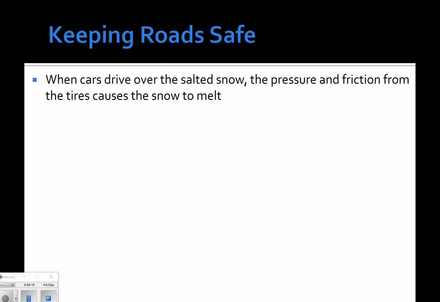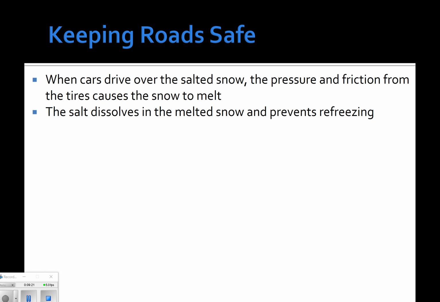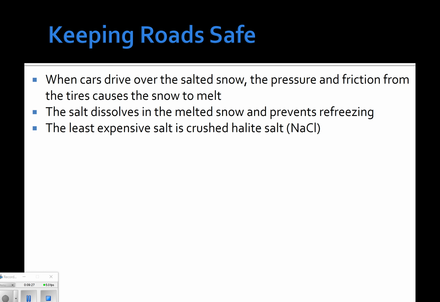So when cars drive on the salted snow after the plows put it down, pressure and friction causes the snow to melt. Salt dissolves into that melted snow and prevents it from refreezing. The salt ions essentially get in the way of our water molecules from forming. That's kind of backward, the H's should be the other way, but you get the idea here. These water molecules are trying to freeze, but there are these sodium and chloride ions in the way, and that's causing the freezing point to go lower.